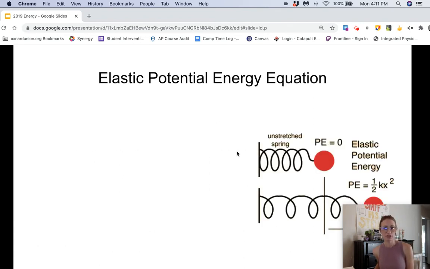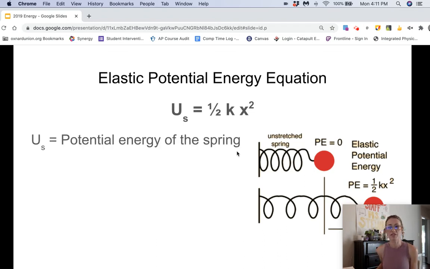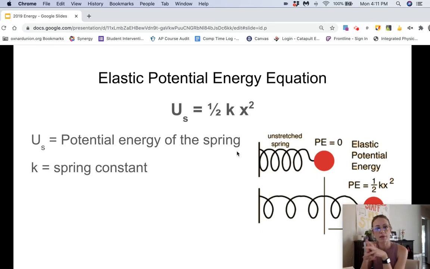For elastic potential energy, we have an equation where U sub S is the potential energy of the spring. Elastic potential energy could involve rubber bands or something like that, but usually we are talking about springs in physics, so that's why we use S as our subscript. K is our spring constant. K is basically the measure of how stiff a spring is. The higher the K value, the stiffer the spring will be.